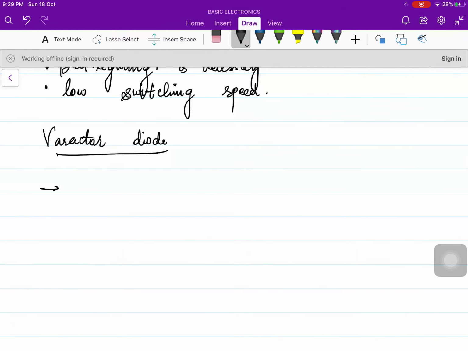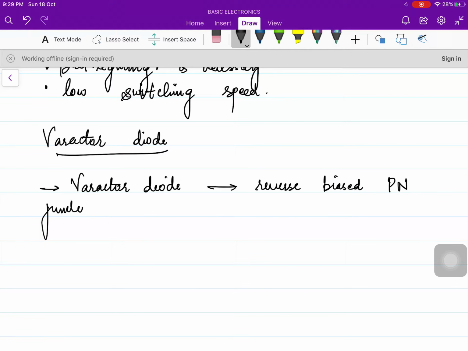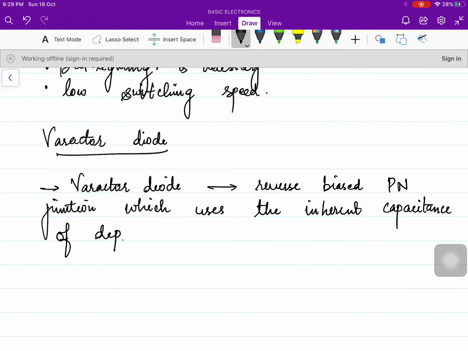See, let us first of all write its definition. Varactor diode is a reverse biased PN junction diode, or PN junction, which utilizes or which uses the inherent capacitance of depletion layer.